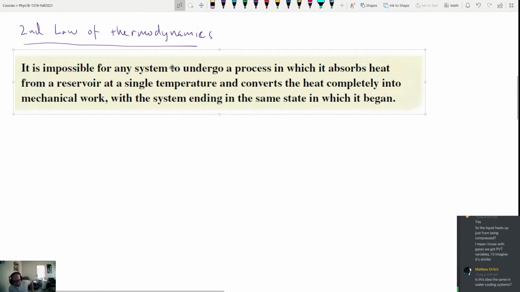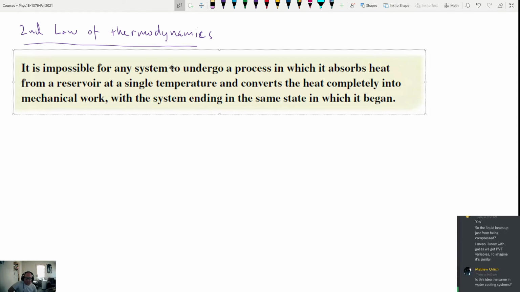Okay, so let's just read it and make sure we understand what it says. It says, it is impossible for any system to undergo a process in which it absorbs heat from a reservoir at a single temperature and converts the heat completely into mechanical work, with the system ending in the same state in which it began. So it's a lot of words. This is called the engine statement of the second law.